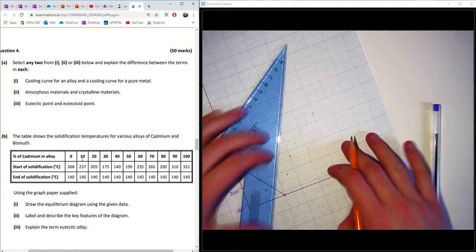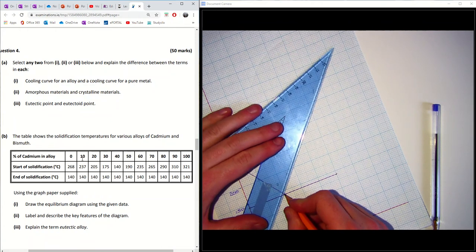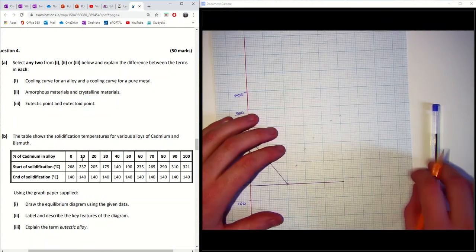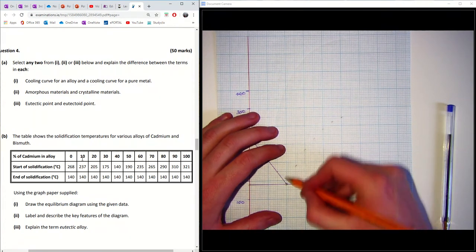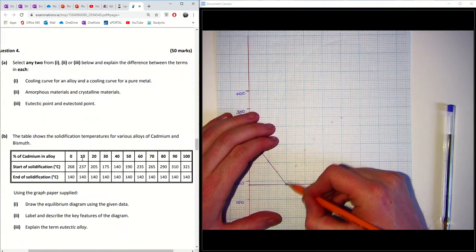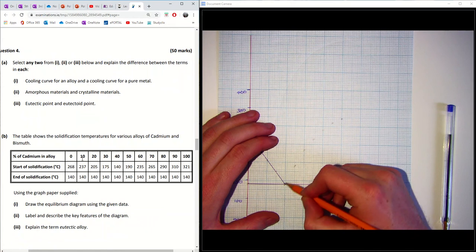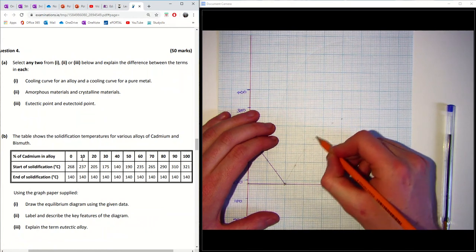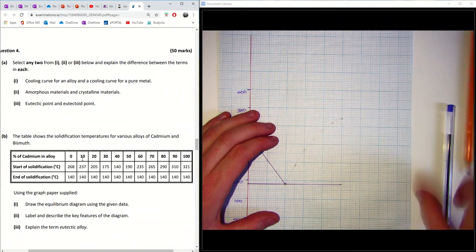Now we see if I join all these endpoints up, that's not necessarily going to be a straight line. Okay, so I'm going to do this freehand. Again, all this should be done freehand. You should not be using your ruler to join the points up. Okay. I'll score this in the pen.